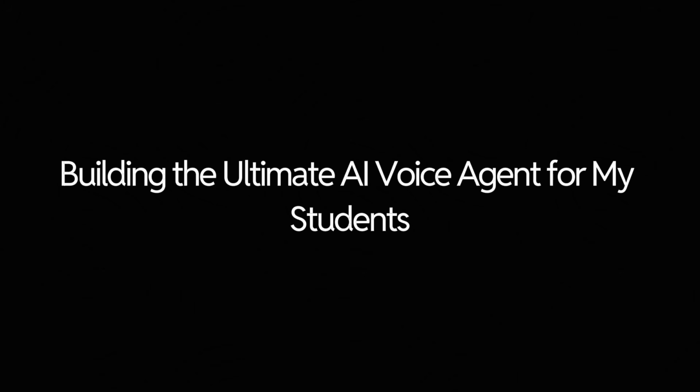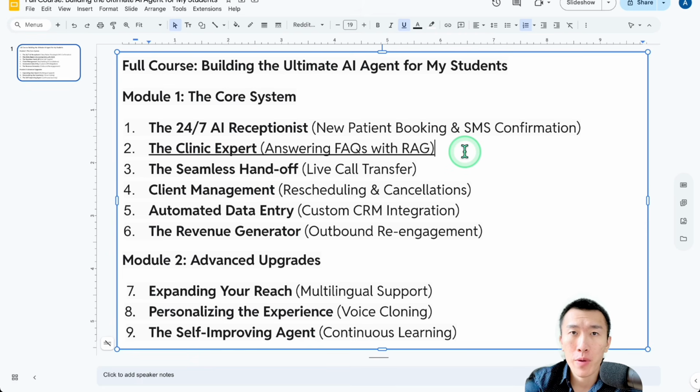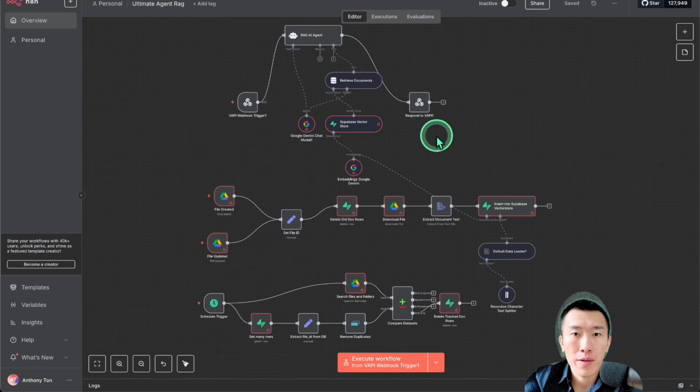Part 2 of building the ultimate AI voice agent for my students. Today, we're going to be focusing on the clinic expert, answering frequently asked questions using retrieval augmented generation. So real quick, I'm just going to show you what that workflow actually looks like. And it looks like this. It's pretty crazy, right? But don't worry, I'm going to walk through this step by step, show you exactly how it works, and then I'll go node by node to really tell you how you can implement this for yourself. So go ahead and set up your dual monitor, and let's get started.